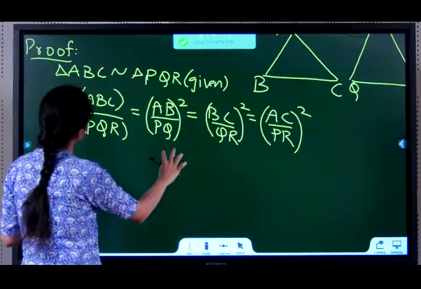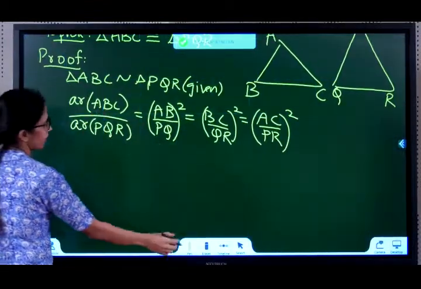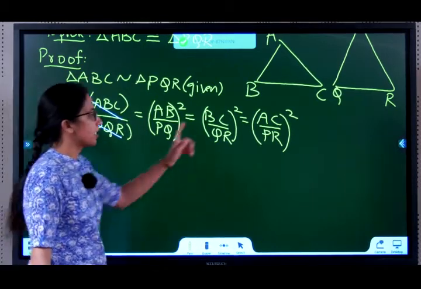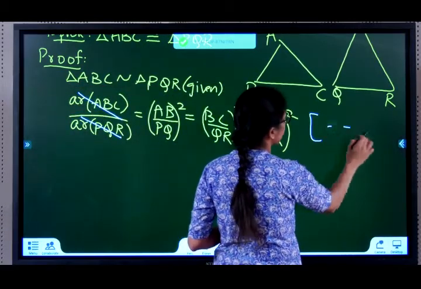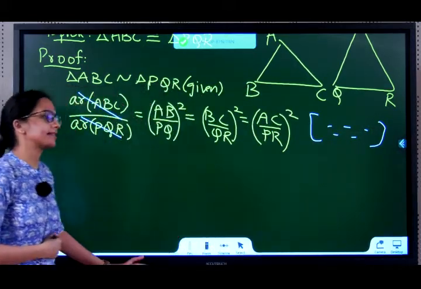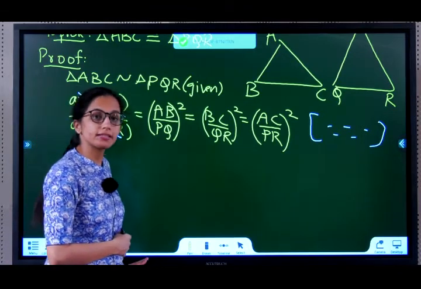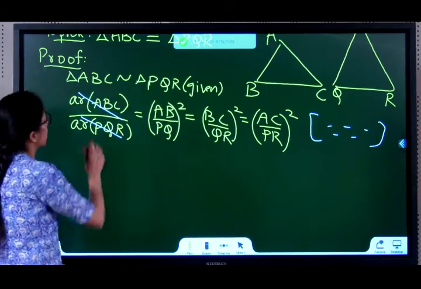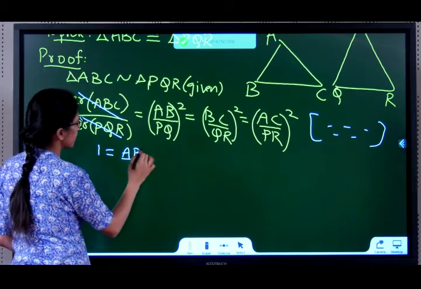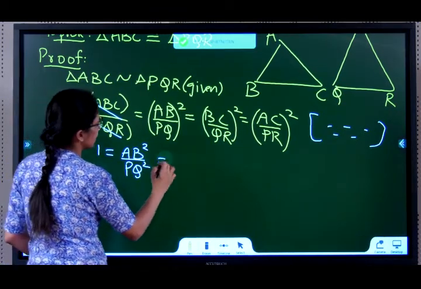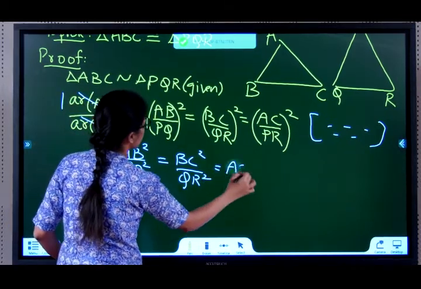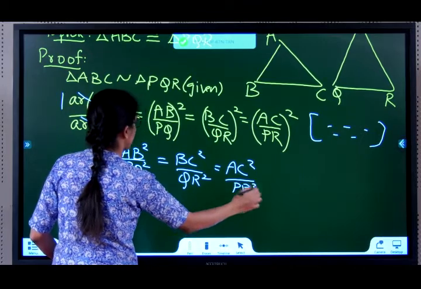Now it is given that area of ABC and area of PQR are equal. So I can cancel this and put 1. While writing this, you should write the reason: write that theorem, that the ratio of areas of similar triangles is equal to the ratio of their sides squared. You should write that down. So this becomes 1. So 1 is equal to AB square by PQ square, equal to BC square by QR square, equal to AC square by PR square.